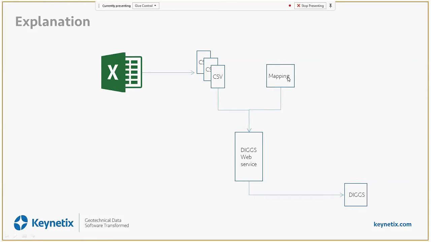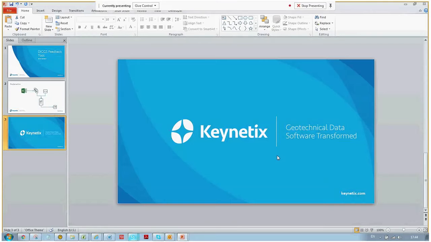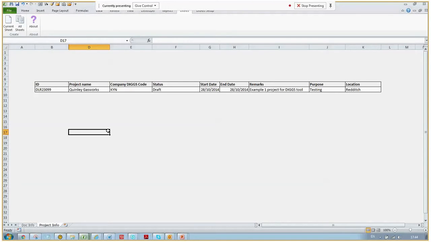Then working with Image Matters on this mapping side, we've managed to effectively pretty much map anything you can in any DIGGS file, and I will demonstrate that to show how it works. So if we go into Excel, we'll have a look at something quite simple to start with. We've got a number of example files, and we can start with example number 1.